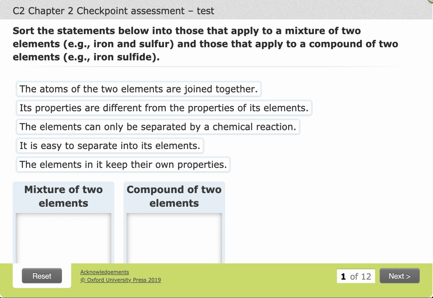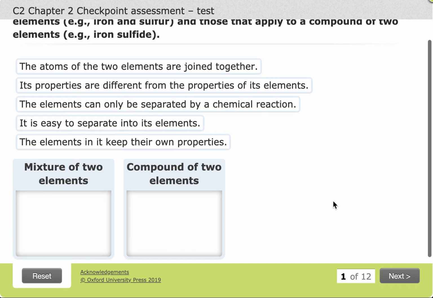Folks, this is our C2 Chapter 2 checkpoint assessment, slides 1 to 3. First things first, we're going to compare mixtures and compounds.